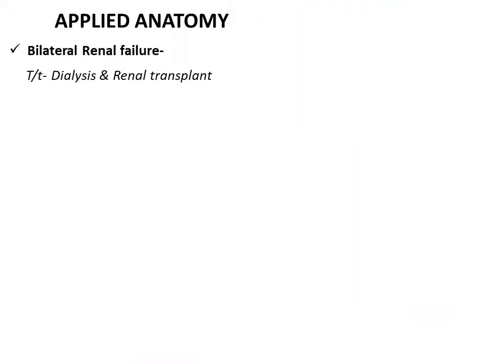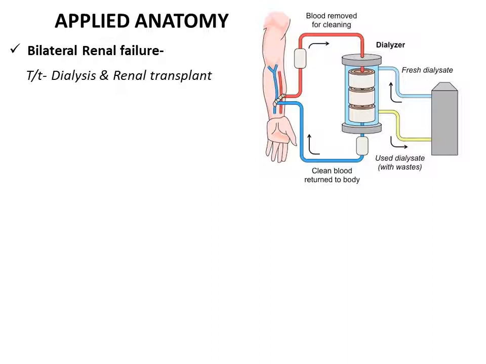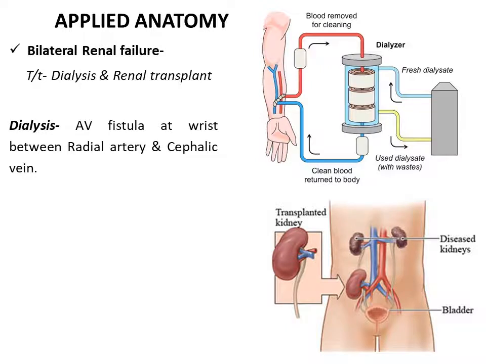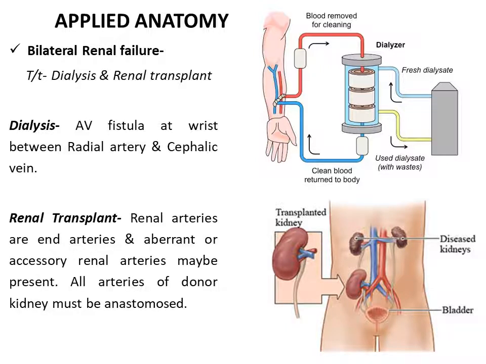The treatment of chronic bilateral renal failure is dialysis or renal transplant. In case of dialysis, an AV fistula, that is arteriovenous fistula, is made at the wrist between the radial artery and the cephalic vein. In case of renal transplant, it has to be kept in mind that the renal arteries are end arteries, and the presence of aberrant or accessory renal arteries in 30% cases makes it important that all arteries of the donor kidney must be anastomosed with the feeding vessel of the recipient kidney.